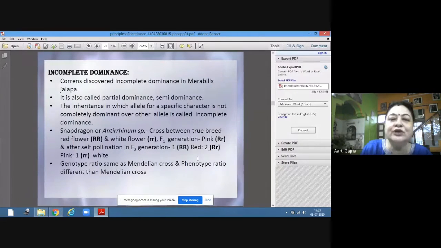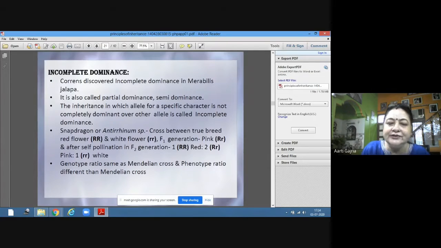So who discovered this? Correns discovered incomplete dominance, and it is also called partial dominance or semi-dominance. It means the dominant is not completely dominating, and the recessive is also able to express itself. When both are expressing themselves, the result is incomplete dominance. Clear? So this is the inheritance in which an allele for a specific character is not completely dominant over the other allele. And this is called incomplete dominance.